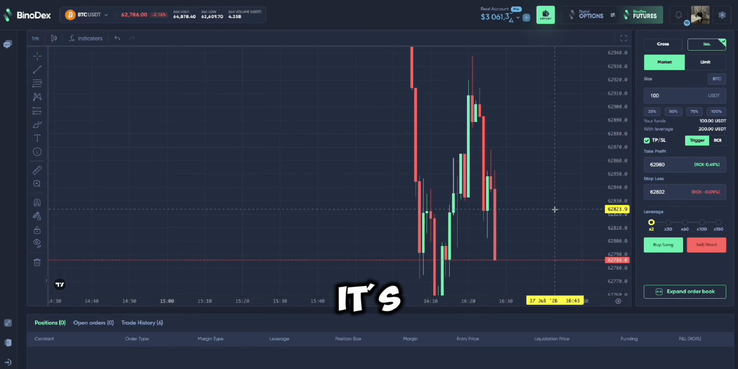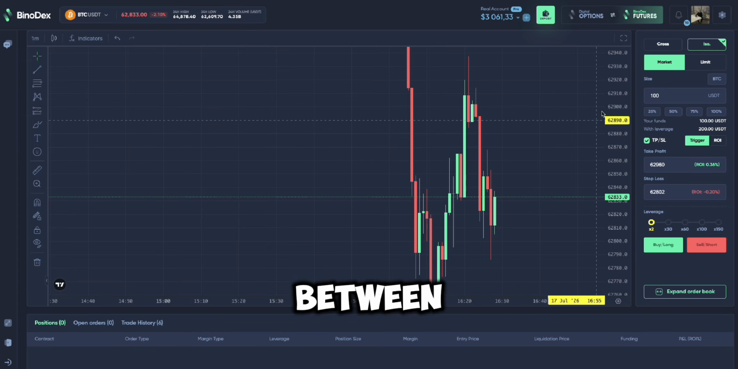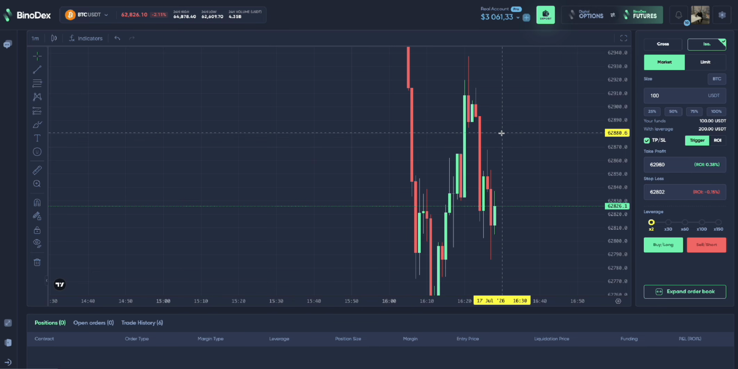With futures, it's completely different. Your profit depends on how far the price moves after you open the trade. In addition, you can close the trade yourself at any time, set a stop loss or take profit, reduce your risk, and lock in profits earlier. This in fact is the main difference between binary options and futures.